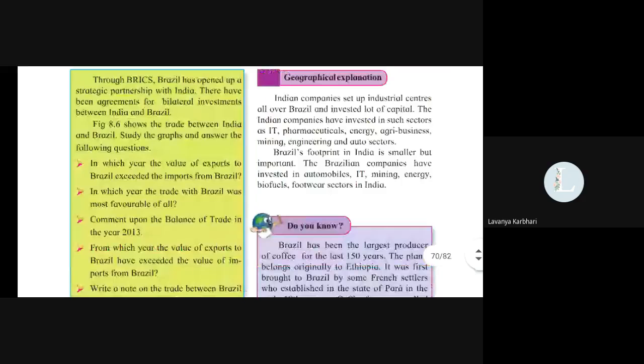Through BRICS, Brazil has opened up a strategic partnership with India. Okay, BRICS through म्हणजे BRICSचा सहारा घेऊन, त्याची हेल्प घेऊन ब्राझीलने इंडिया सोबत एक स्ट्रॅटेजिक पार्टनरशिप सुरू केली. There have been agreements for bilateral investments between India and Brazil. बायलॅटरल म्हणजेच द्विपक्षीय, दोन देशांच्या मिळून. या दोन देशांमध्ये बरेचसे अग्रीमेंट झाले आहे. Okay, so this is between India and Brazil.